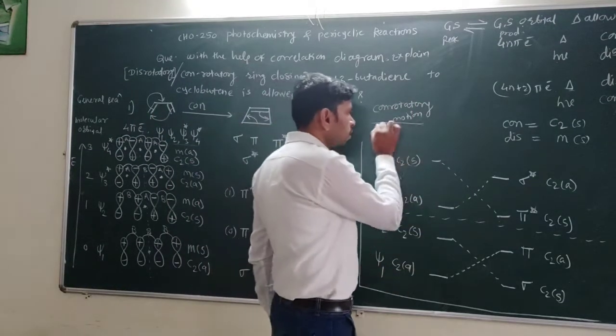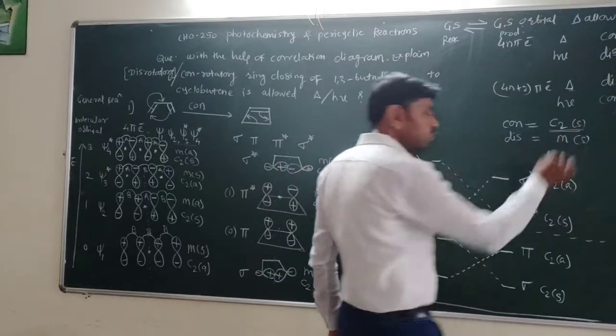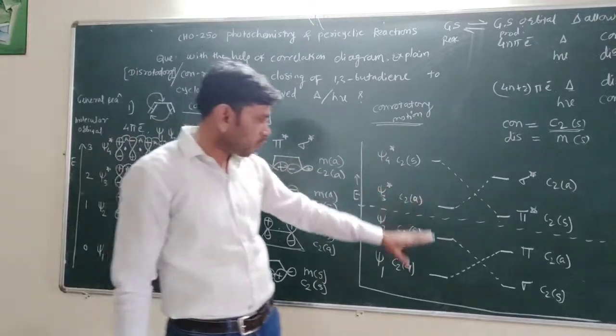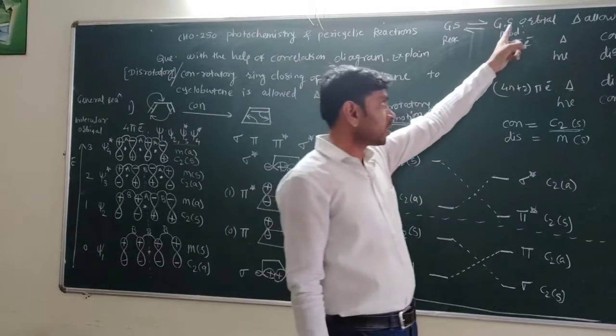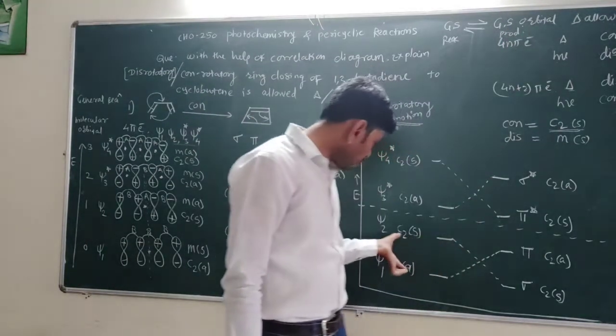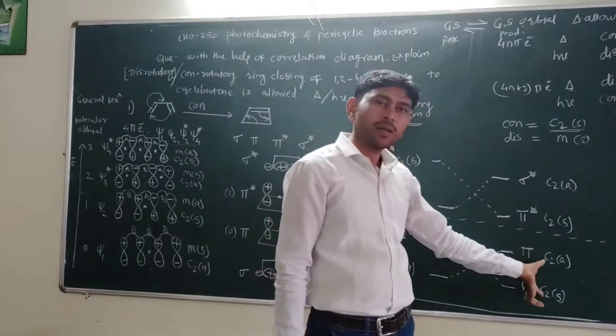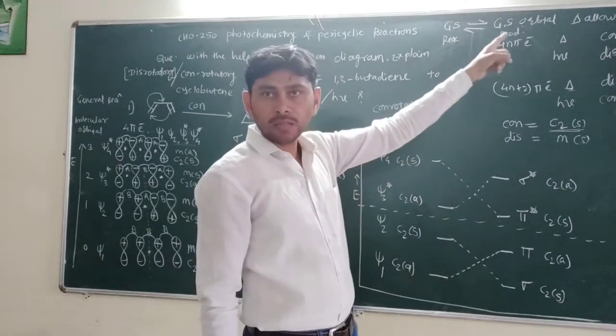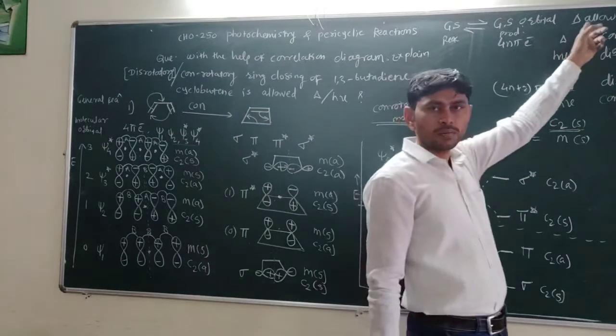And here, when we consider conrotatory motion, we have to consider C2 symmetries. When we correlate these, we observe that the ground state orbital of the reactant correlates with the ground state orbital of the product, and when such a condition occurs, the reaction is a thermally allowed reaction. The reaction is thermally allowed.